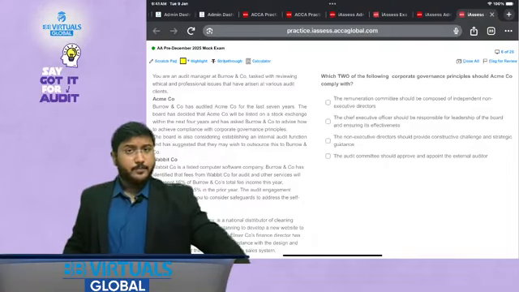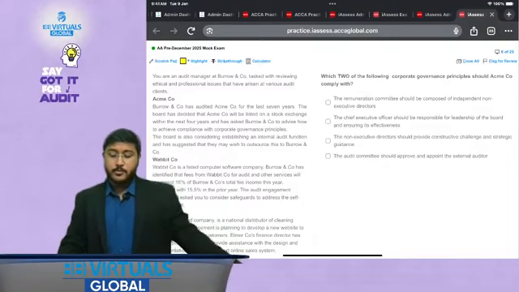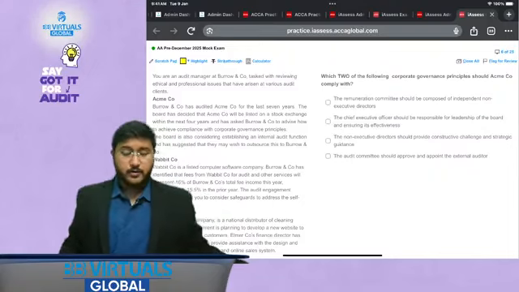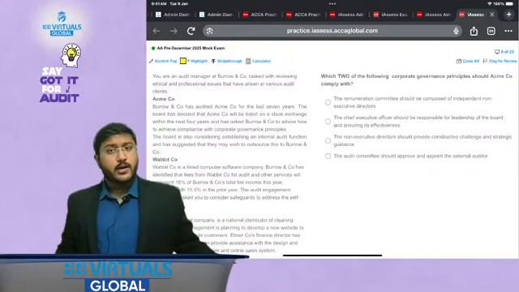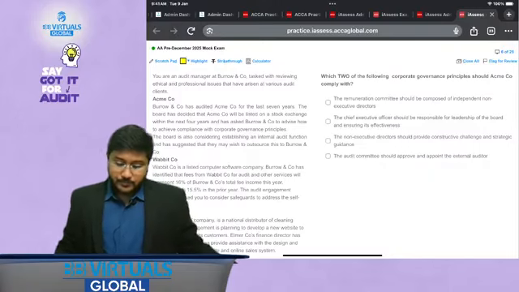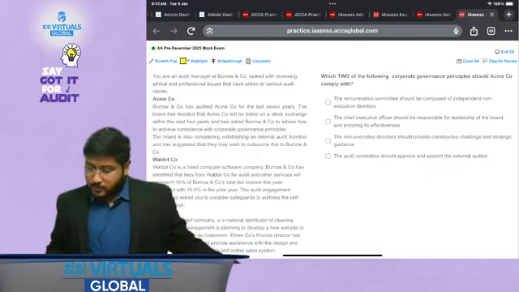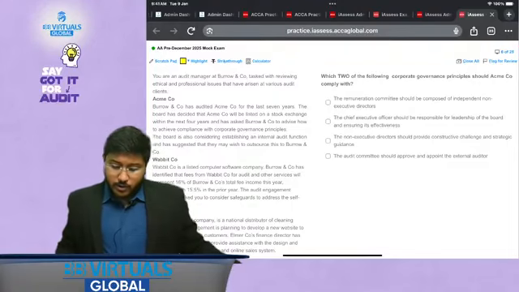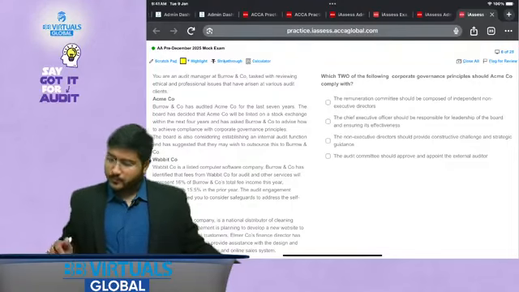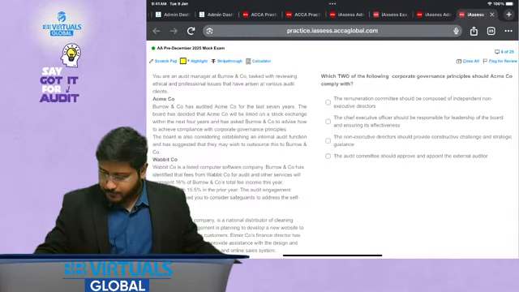Which two of the following corporate governance principles should ACME company comply with? Okay, so this is a basic question. The remuneration committee should be composed of independent non-executive directors. Is this true? Yes, this one is true. The first option is true for that matter.